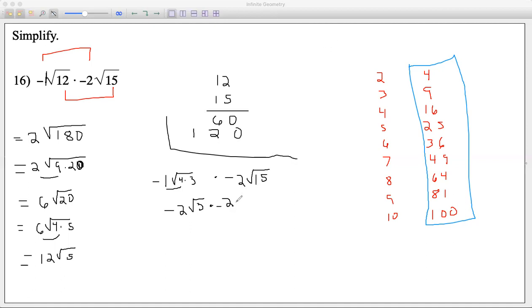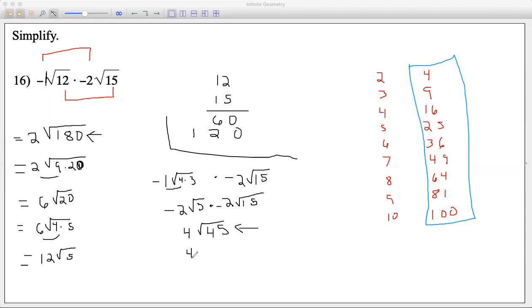Negative 2 root 15. Yeah, this one doesn't save us any time, does it? Okay. Let's see, negative 2 times negative 2 is a positive 4, and 3 times 15 is 45. So it's the same number of steps. In fact, it didn't save us any work at all, other than the fact that you had 180, and this one you got a 45, but it's the same number of steps.